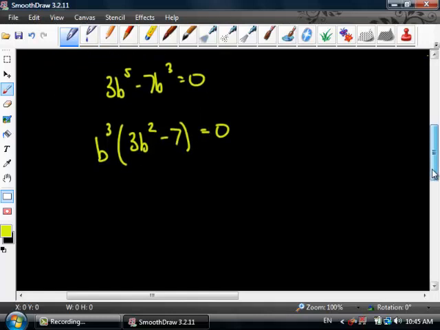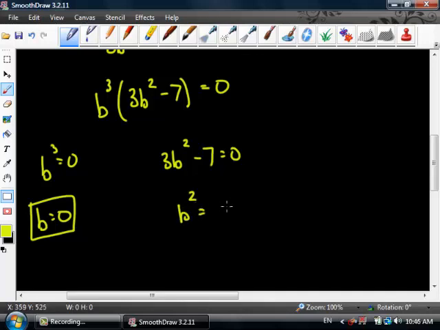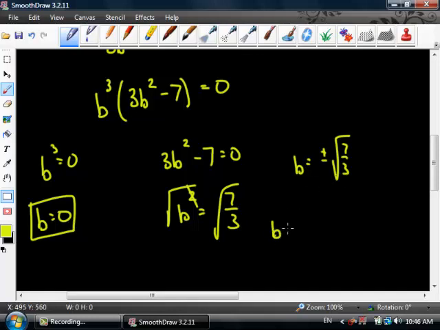So now I set each one individually equal to 0. B to the third equals 0. 3b squared minus 7 equals 0. This is a piece of cake. B equals 0 right here. That's a no-brainer. I'm going to do some algebra here, so it's going to be b squared equals 7 over 3. Take the square roots of both sides, so you get b equals plus or minus root 7 over 3. Your book might give you an answer, b equals plus or minus root 7 over root 3, which they rationalize the denominator, which is plus or minus root 21 over 3.